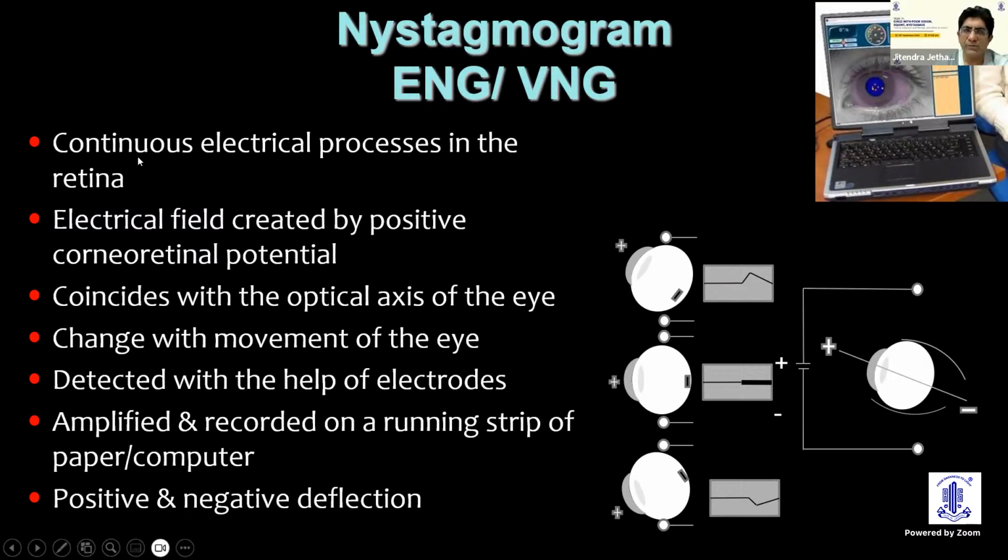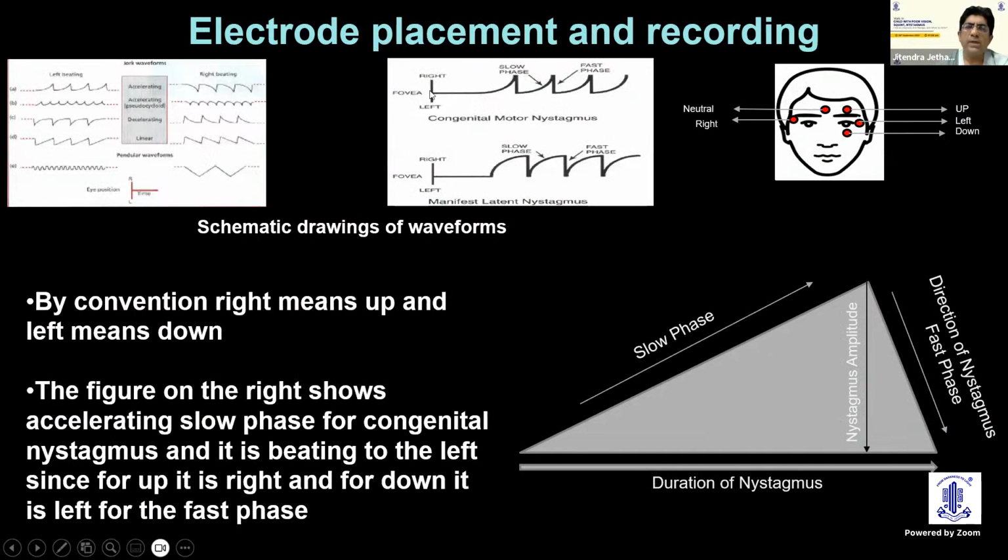We all know there are continuous electrical processes in the retina, and this is how you put the electrodes. These are schematic drawings of the waveform. This is the slow phase, this is the fast phase. By convention, right means up and left means down. You can see that this is the accelerating slow phase. The longer line is the slow phase, and then there is a sudden dip. When the dip is from up to down, it means that it is left beating nystagmus. And the slow phase is an accelerating slow phase. So this is congenital motor nystagmus. And likewise, we will see.